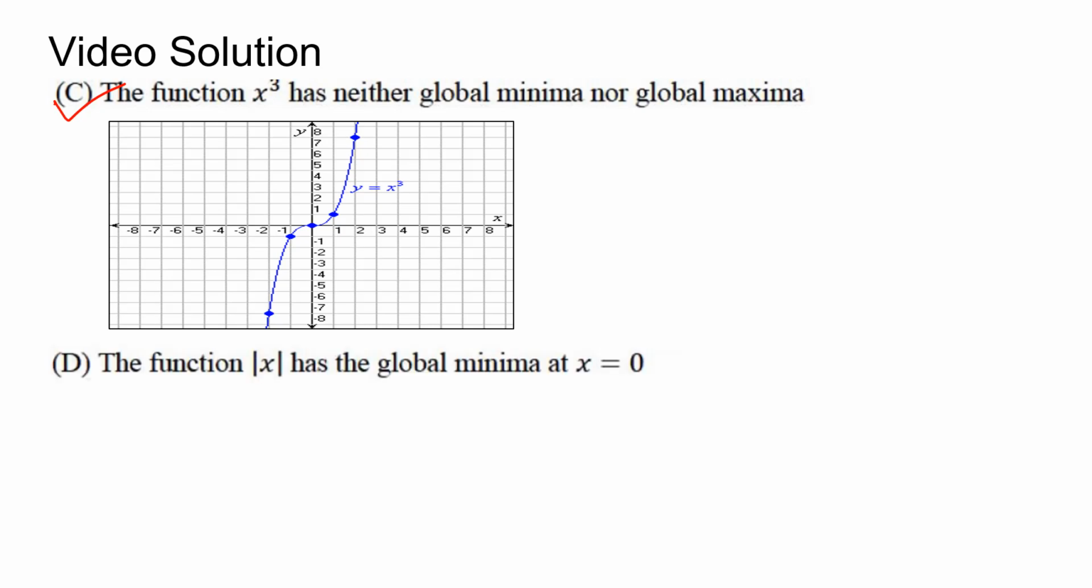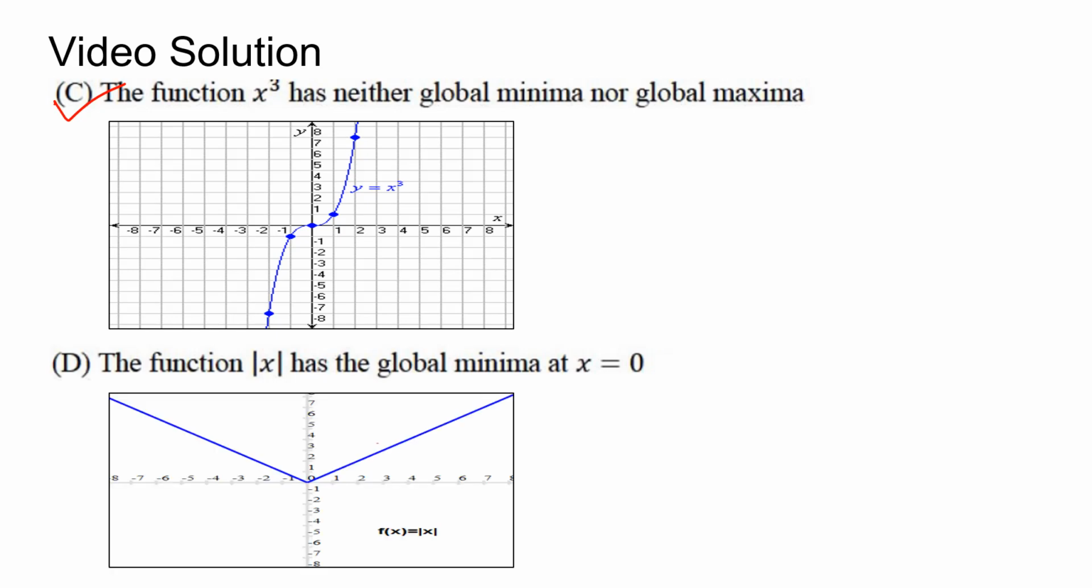And the fourth statement says that the function mod x has the global minima at x equal to 0. So now if we draw the graph of mod x, we get a graph like this, and we can clearly see that at certain points it is going in the infinite direction, but at x equal to 0 it is getting its minimum value, which is 0. Because if you put the value of x equal to minus 1, we will always get the value in positive. So we can clearly say that the function will always be positive, and we will get its minimum value at x equal to 0. So the fourth statement is also correct.